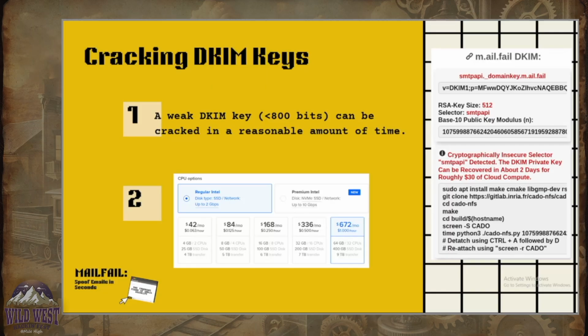And if there's actually a key that's used and advertised by the domain that's less than 800 bits, it's theoretically possible to crack that key. But realistically, if it's about 512 bits, that's what you're going to be able to crack in a reasonable amount of time. So reasonable amount of time is not as long as you think. It's about $30 of cloud compute and about 2 days' worth of work. And that's the DigitalOcean droplet configuration that I use. Yes, it's almost $700 a month, but you're going to kill it after 2 days. You will kill it.